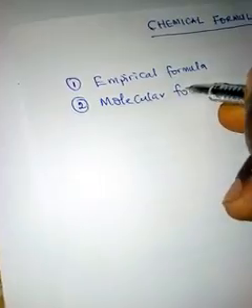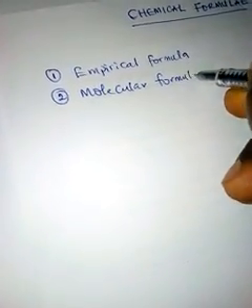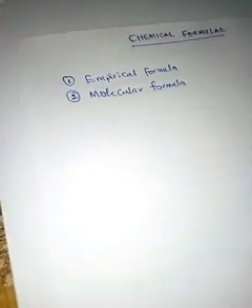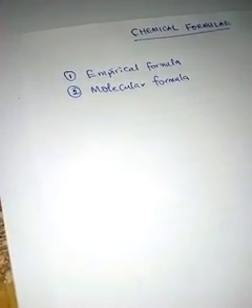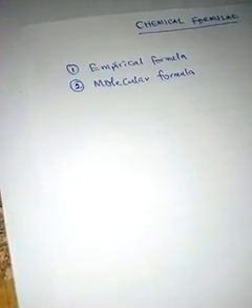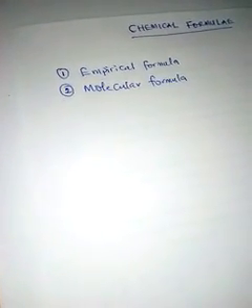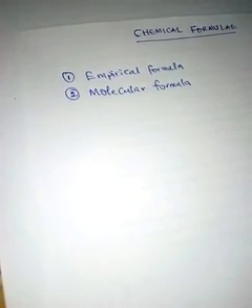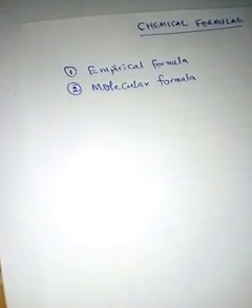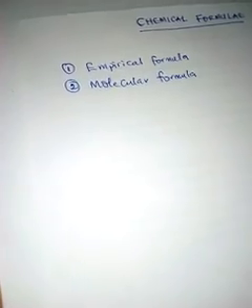Now, the second type is the molecular formula. The molecular formula expresses the actual number of each kind of atom present in the compound. So this gives us the actual number of atoms present in each compound, the way it is being represented. Okay, now the last, or the third one, is the structural formula.